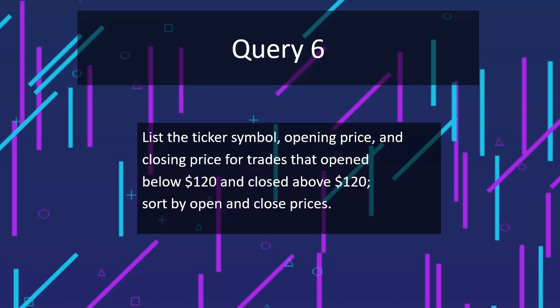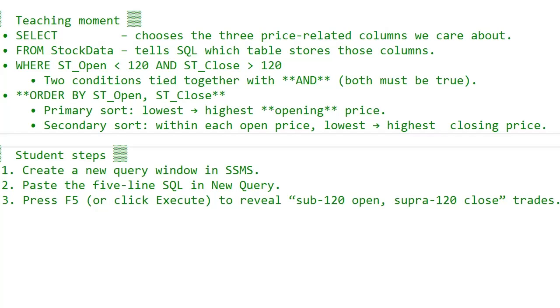Let's read the question for query number 6. List the ticker symbol, opening price, and closing price for trades that opened below $120 and then closed above $120. Sort by open and close prices. Let's think about how we are going to solve this problem.